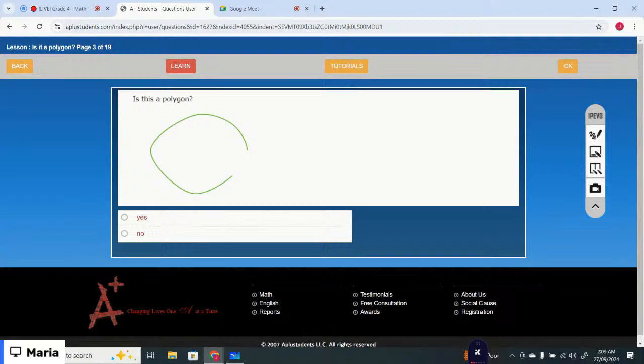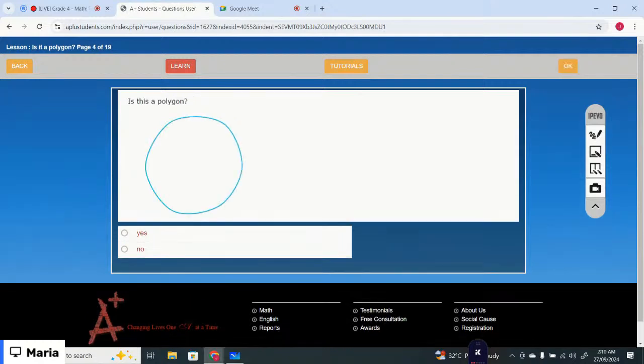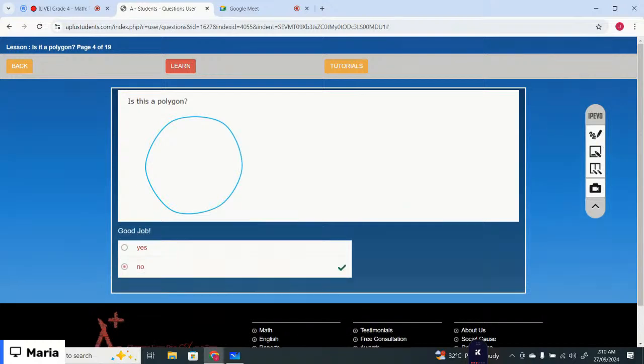Is this a polygon? No, this isn't a polygon, right? That's not a closed shape and also no straight lines, so no, this is not a polygon. Is this a polygon, which is the correct option? No, this isn't a polygon, right? Although that's a closed shape, it doesn't have straight lines.